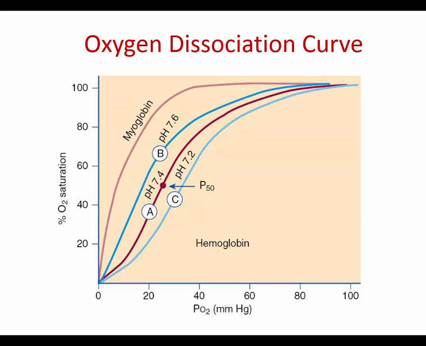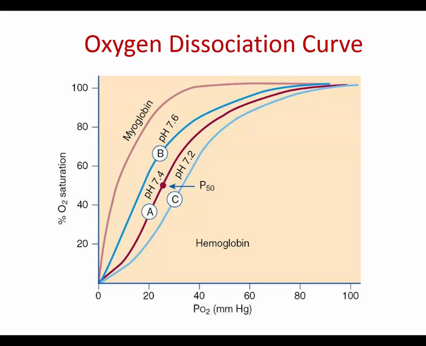When you are in your lungs, that has a high partial pressure of oxygen, what percentage of your hemoglobin do you think is going to get saturated with oxygen? Or you want it to be saturated with oxygen? High or low? High. When you are in the lungs, close to 100% of your hemoglobin is going to be bound to oxygen.